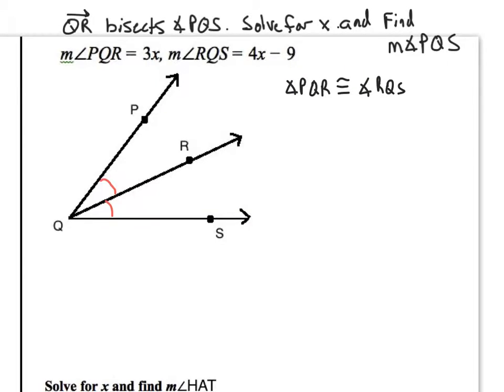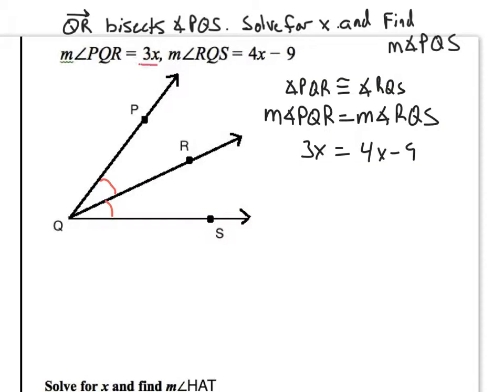We know that from our definition of an angle bisector, and so therefore our definition of congruent angles tells us that the measure of angle PQR equals the measure of angle RQS. And since that's true, we then know that 3x equals 4x minus 9. 3x equals 4x minus 9. And so all we need to do now is solve for x.